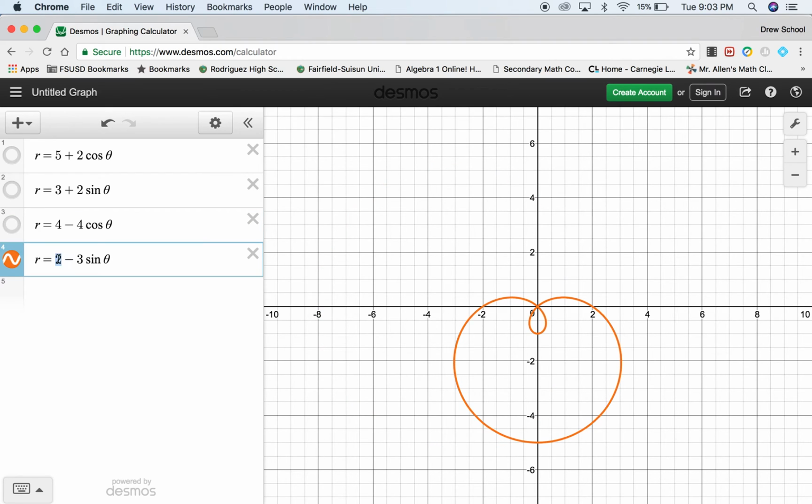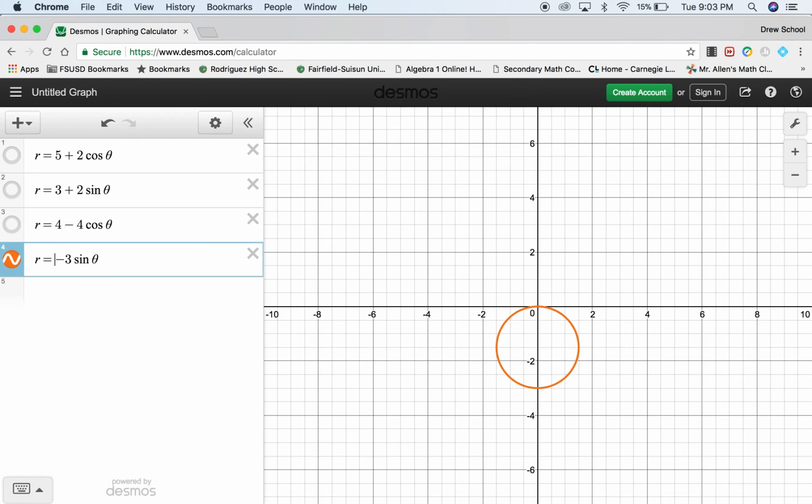Here, our A value divided by B is less than 1, so we have what's called an inner loop. Since we have a sine function, it's symmetrical over the y-axis. Since it's minus, the majority of the graph is going to be negative. A plus B, or 2 plus 3, is 5, so the majority of the graph is at negative 5. 3 minus 2 is 1, so you can see that the inner loop is at 1.